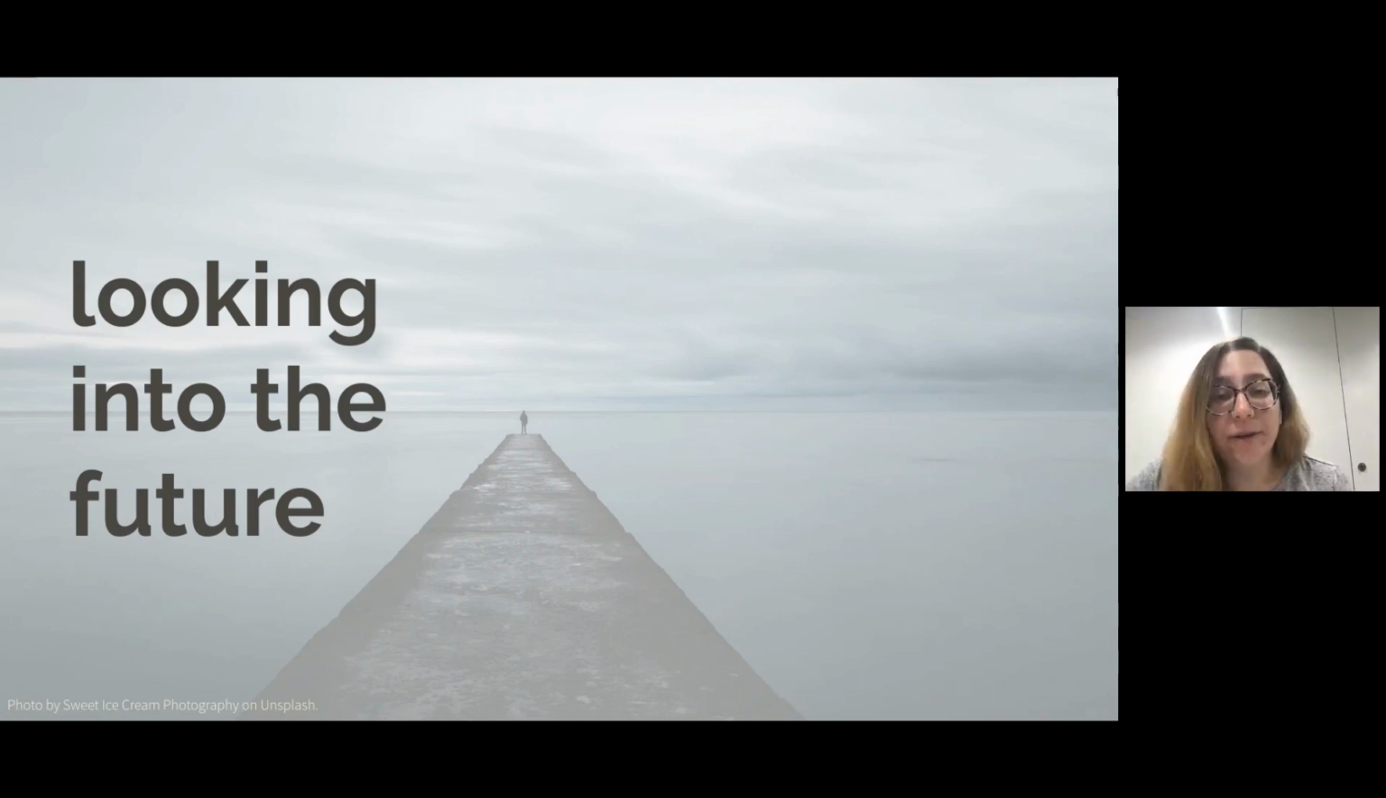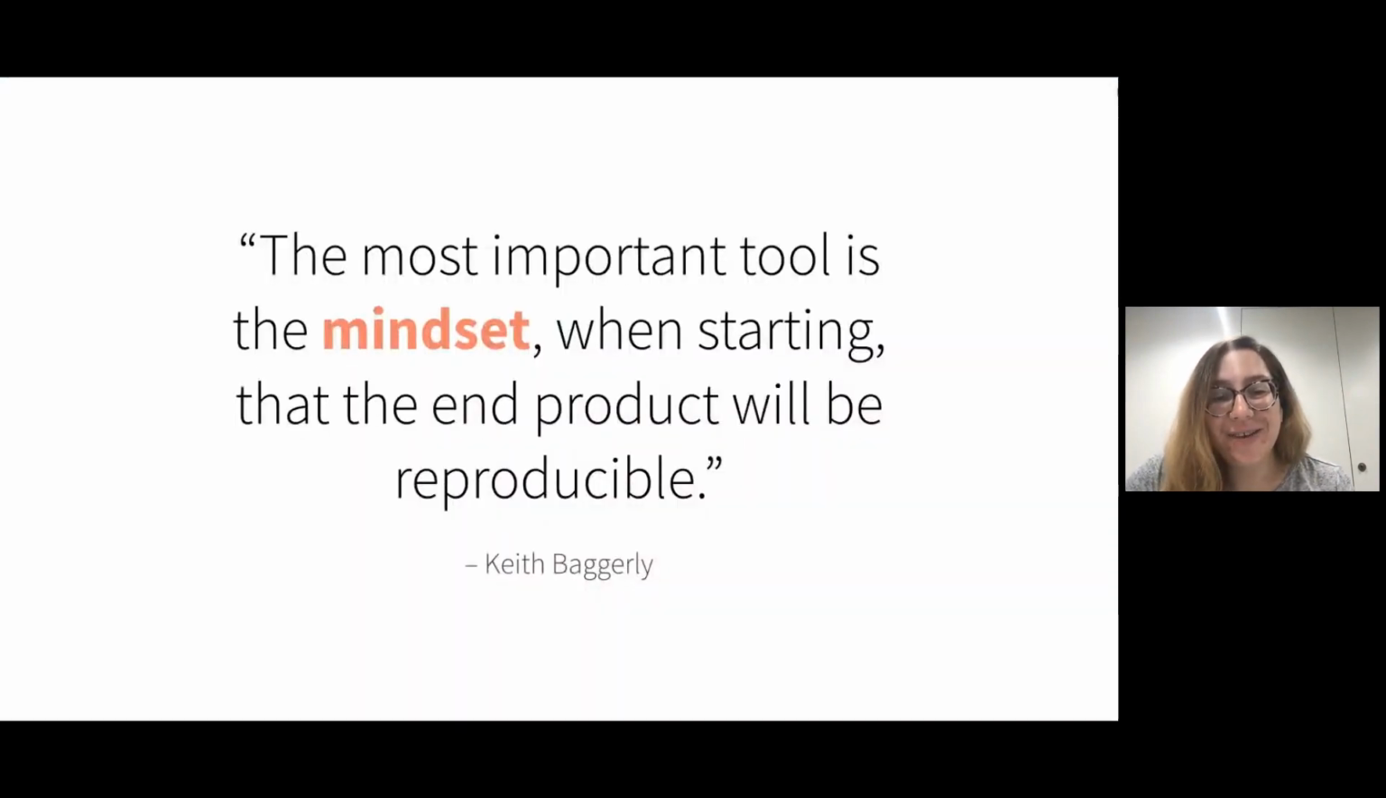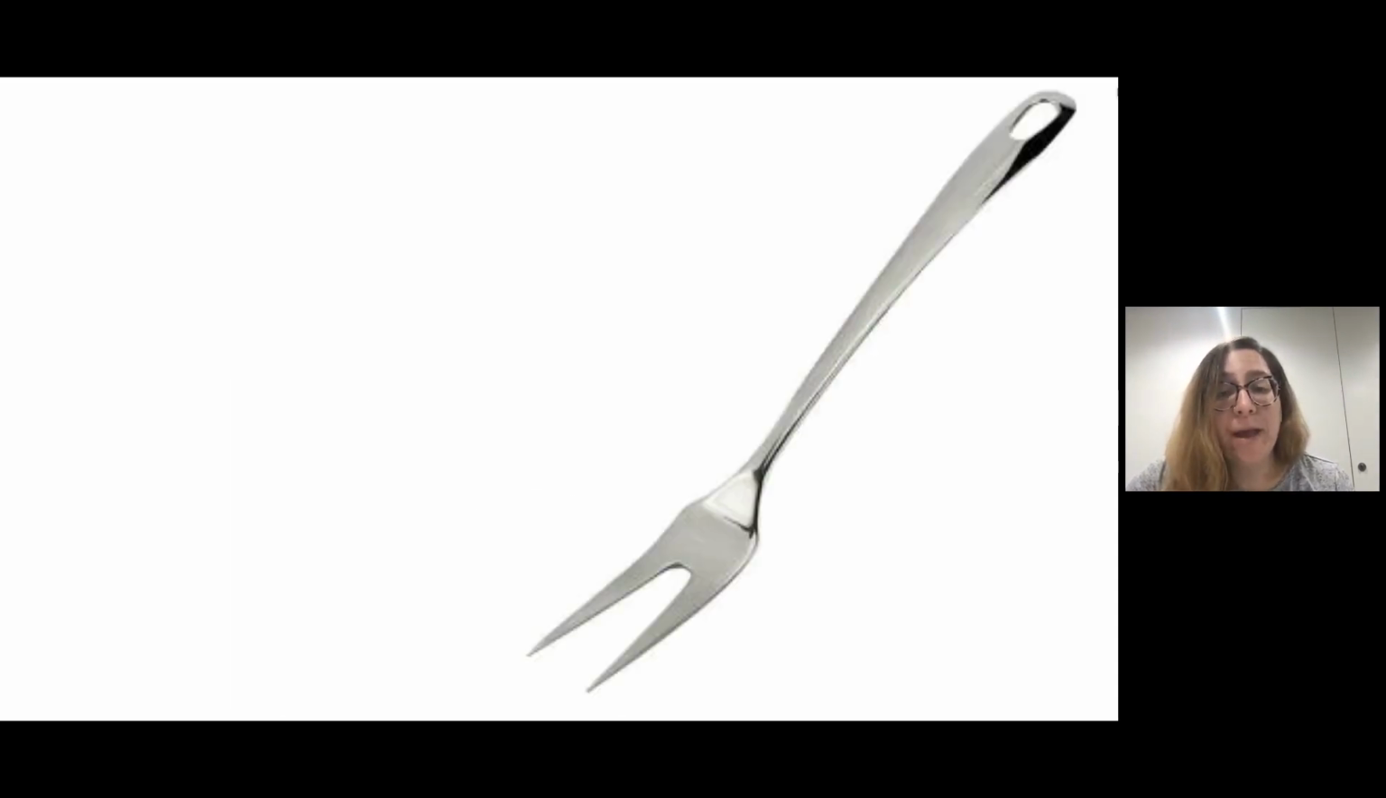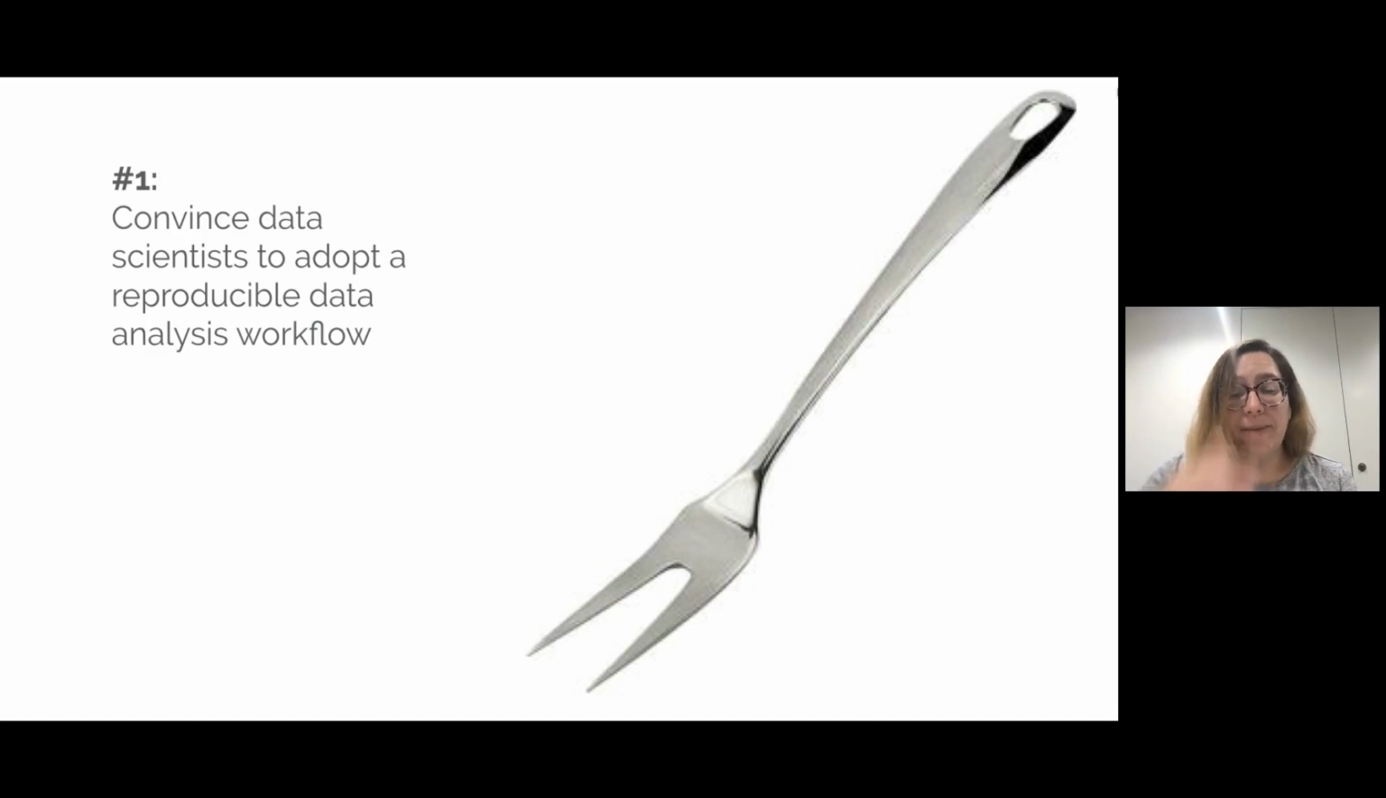Now, looking into the future, I want to wrap up by talking a little bit about how we prepare scientists for the future as well. So I showed this quote before, which said the most important tool is the mindset when starting that the end product will be reproducible. And here's a follow-on quote from Karl Broman. The second most important tool is indeed training. This webinar serves the purpose of some training at the level of exposure to different tooling that you might want to adopt for making your projects more reproducible. But that's maybe at the level of number one.